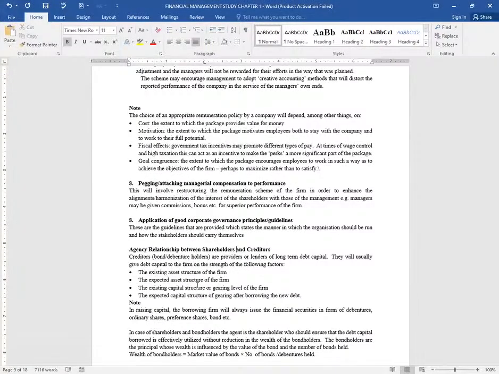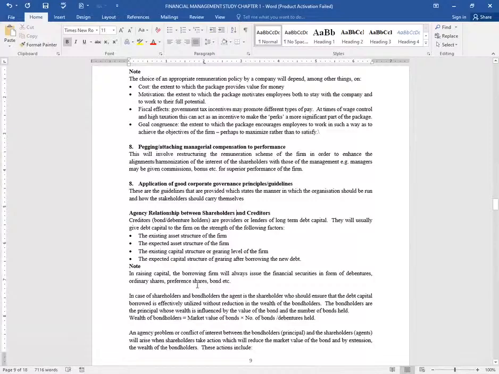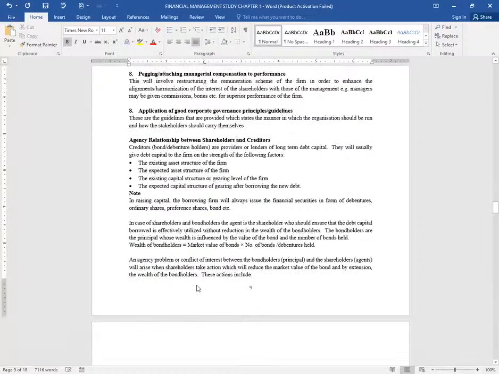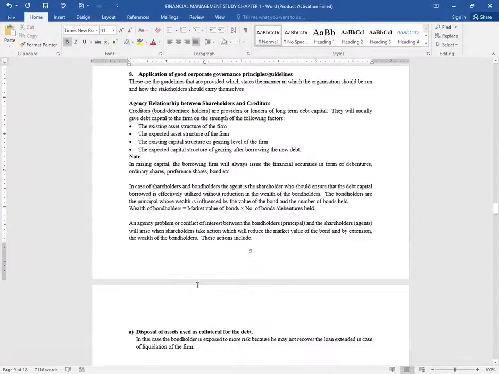Now, ladies and gentlemen, the most important thing, first of all, is for you to understand that the creditors here are the ones who become who? The principal. And the shareholders will be the agents. Now the roles are reversed. Now, what are some of the conflicts? What are some of the bad things that can happen which will mess this relationship up?